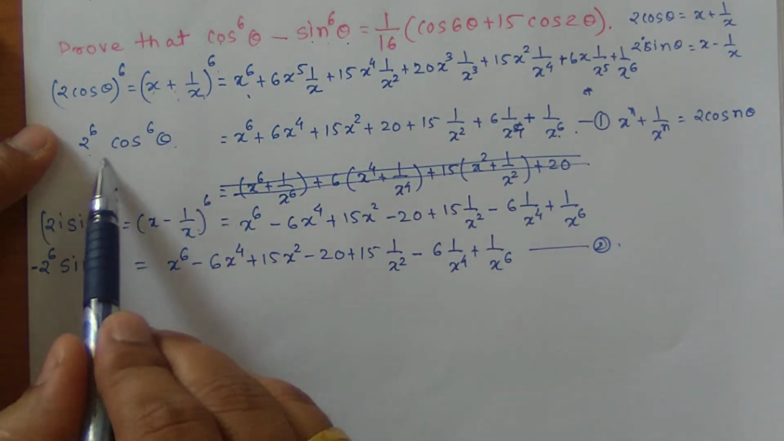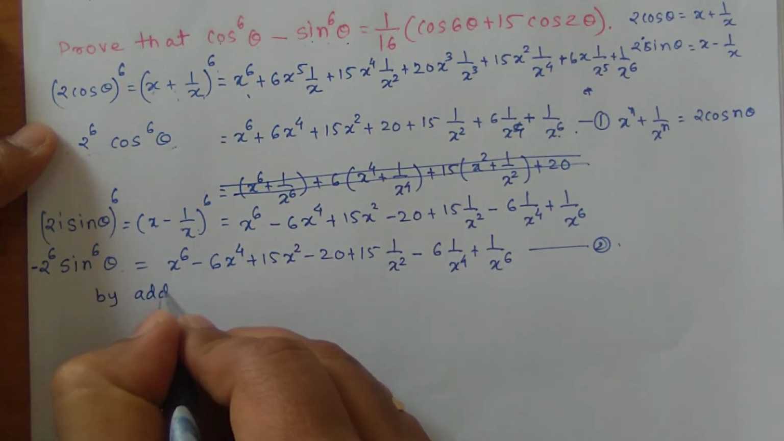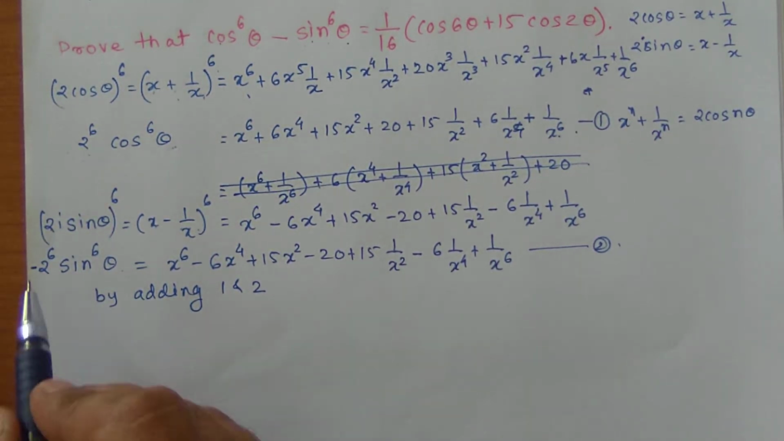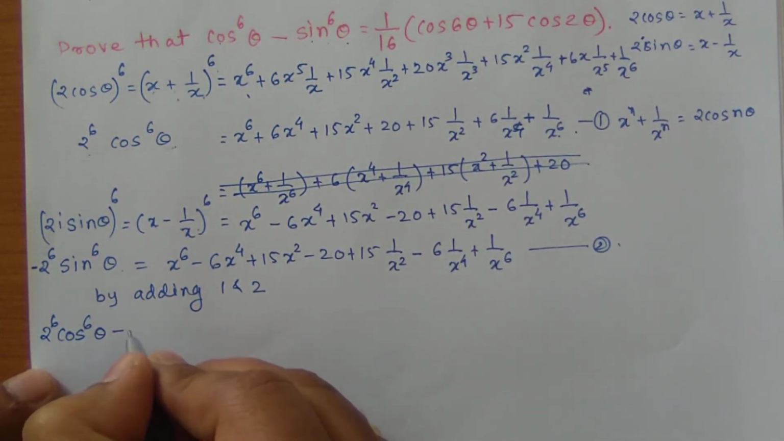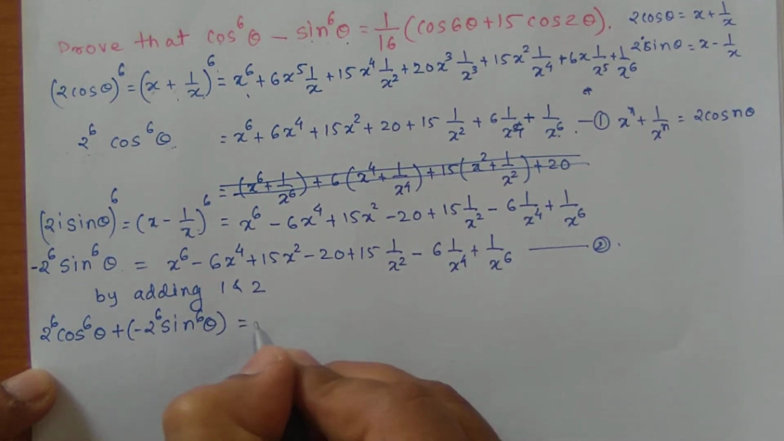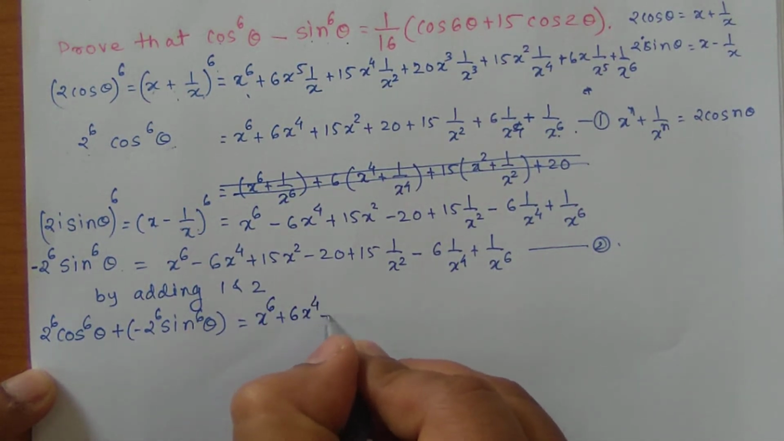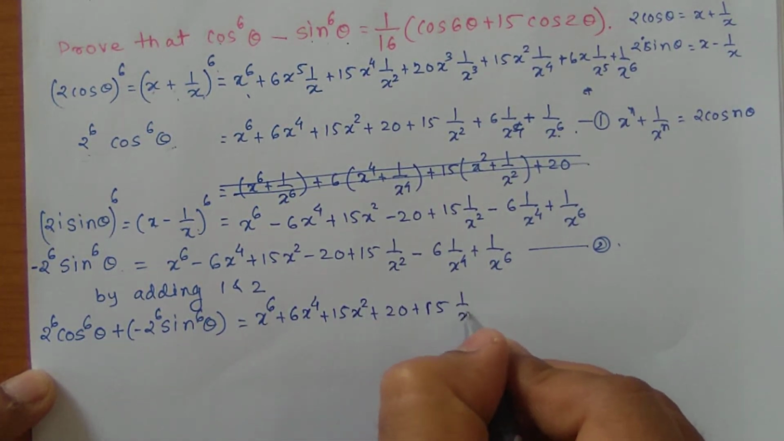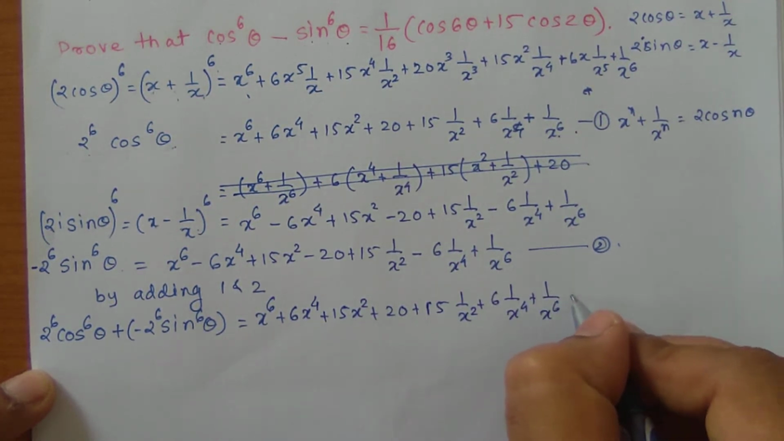The cos raised to 6 theta, this time I am having the plus sign and here I am having the negative sign. So by adding 1 and 2, what will happen? This is a minus, so hence we get 2 raised to 6 cos raised to 6 theta plus minus 2 raised to 6 sin raised to 6 theta is equal to, I'll add these terms first, x raised to 6 plus 6x raised to 4 plus 15x square plus 20 plus 15 into 1 upon x square plus 6 into 1 upon x raised to 4 plus 1 upon x raised to 6.